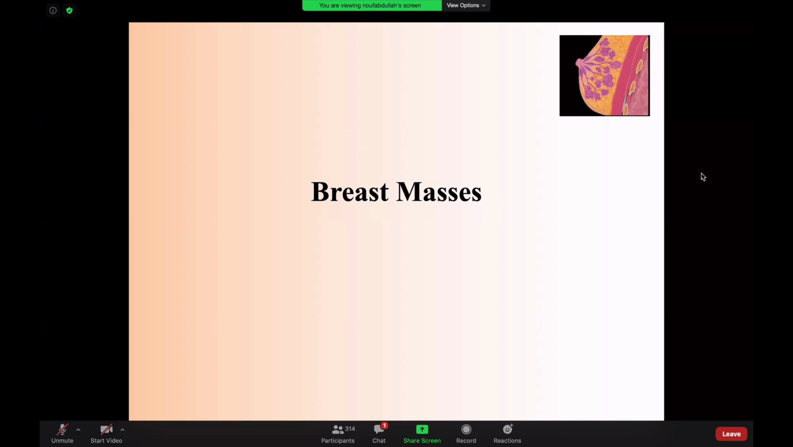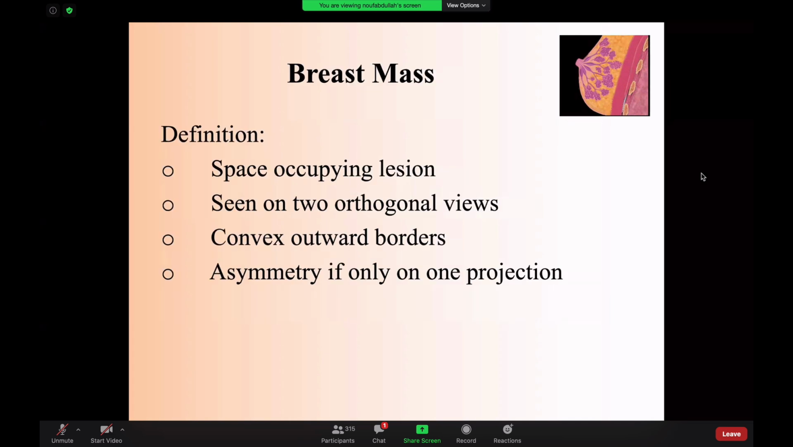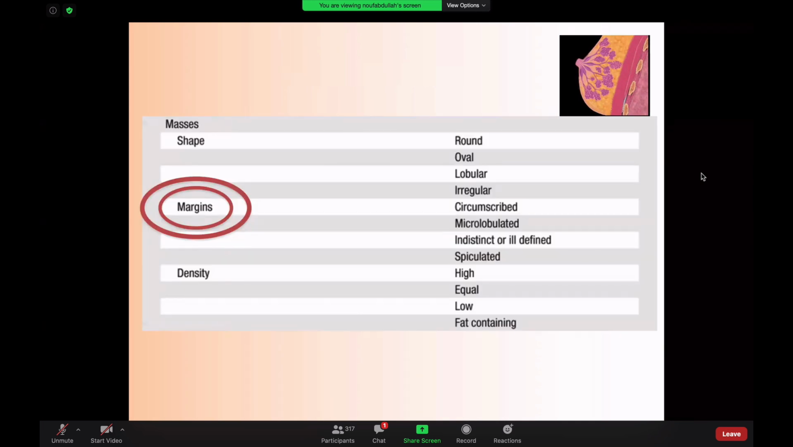We'll talk now about breast masses. So the definition of breast mass is important. It's usually a 3D space occupying lesion, which means that I will be able to see margins of this lesion on any two orthogonal views. Usually it has a convex outward border, and this would differentiate a mass from an area of architectural distortion. And it would differentiate a mass from an area of asymmetry when you see it on only one view. So the definition of a breast mass, it is a space occupying lesion.